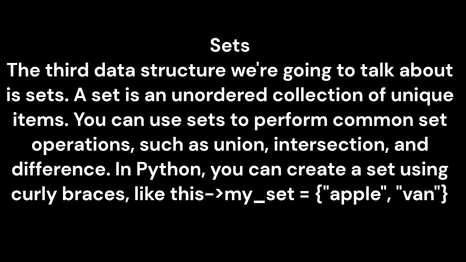Sets. The third data structure we are going to talk about is sets. A set is an unordered collection of unique items. You can use sets to perform common set operations, such as union, intersection, and difference. In Python, you can create a set using curly braces, like this. my_set = {"apple", "banana", "cherry"}.